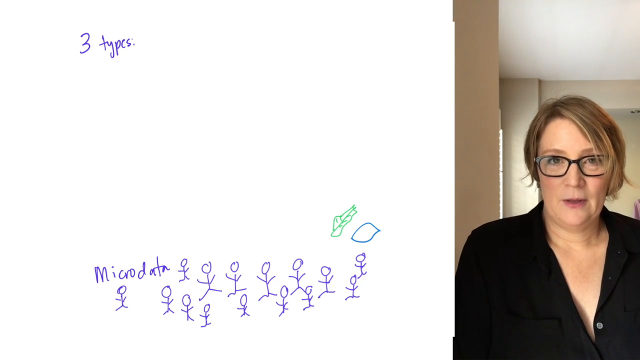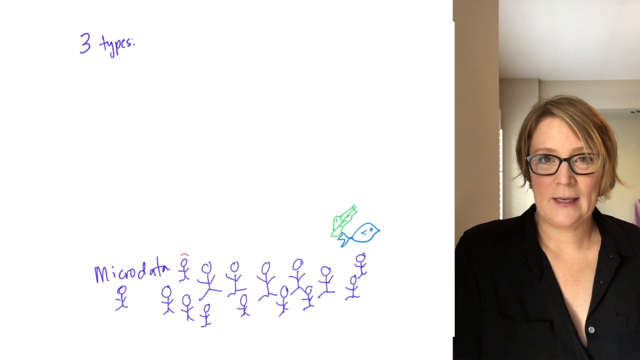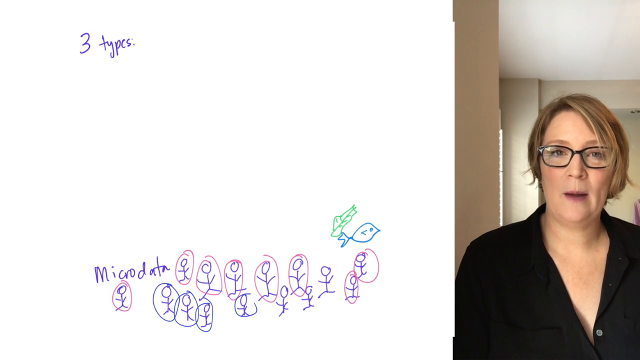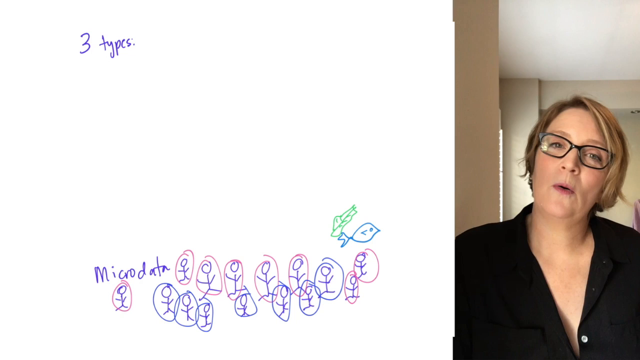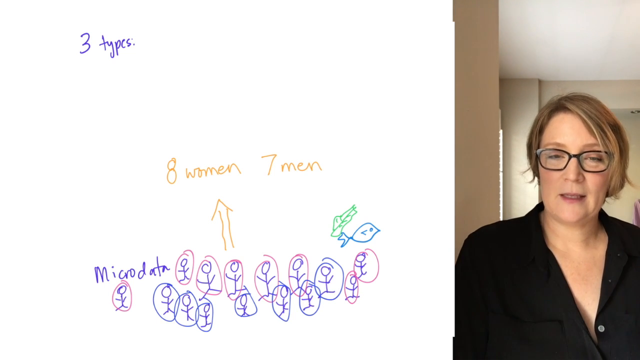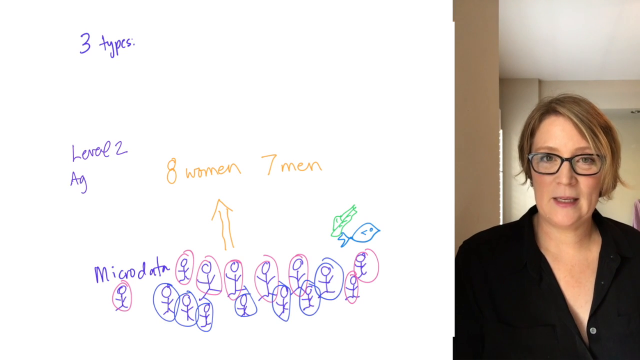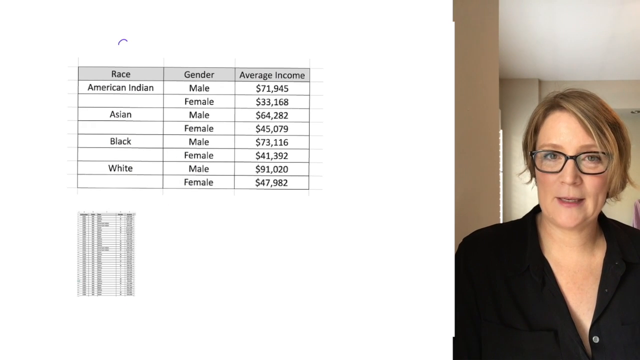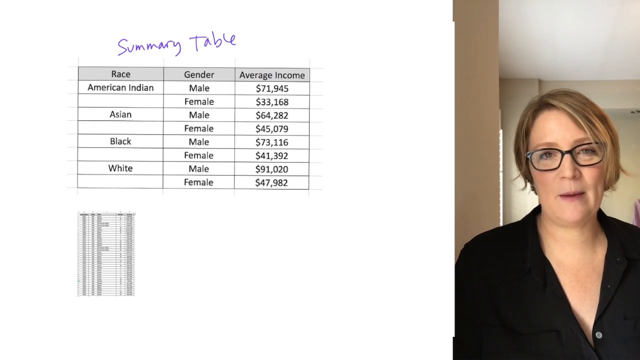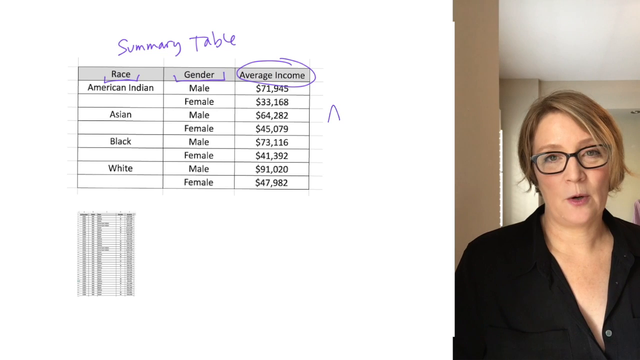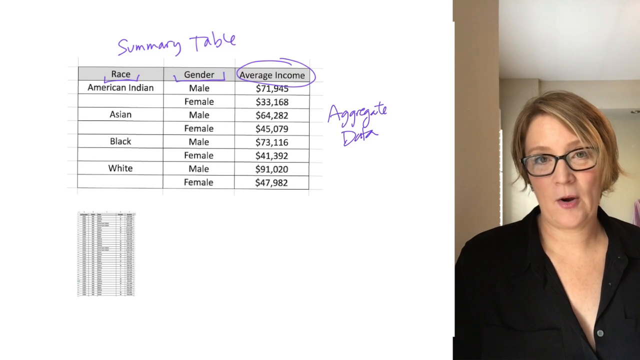The next level of data is aggregate data. So that's when you take this microdata and you roll it up into some summaries. So if you are looking at a county and you're looking at the number of men and number of women in that county, that's an aggregate of census data. So that's the level 1 microdata rolled up into level 2 aggregate data. So if you're looking at, say, a summary table of average income by race and gender within a state, you're looking at aggregate data.